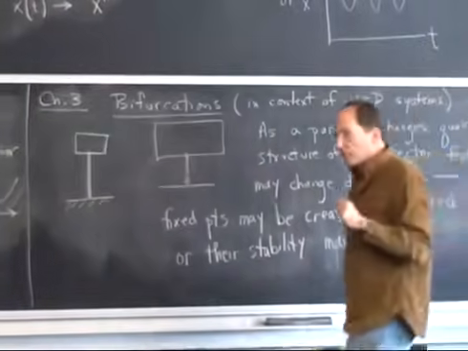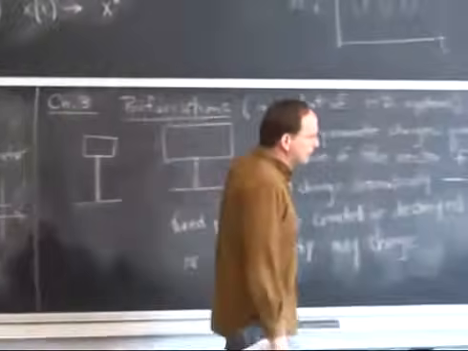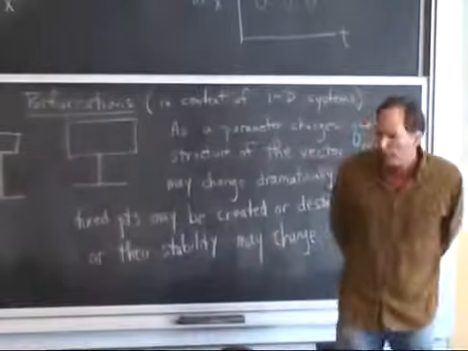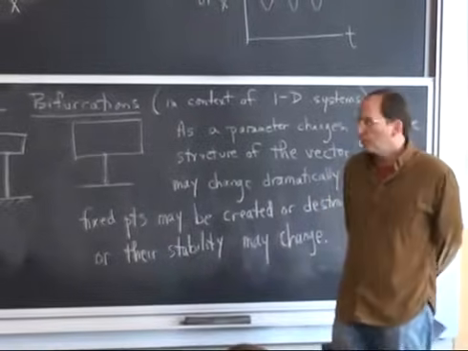Do stable fixed points arise? Oh, half-stable, I'm sorry. Do half-stable points arise only as a result of bifurcations? I think that would be fair to say. Yeah, you wouldn't normally.